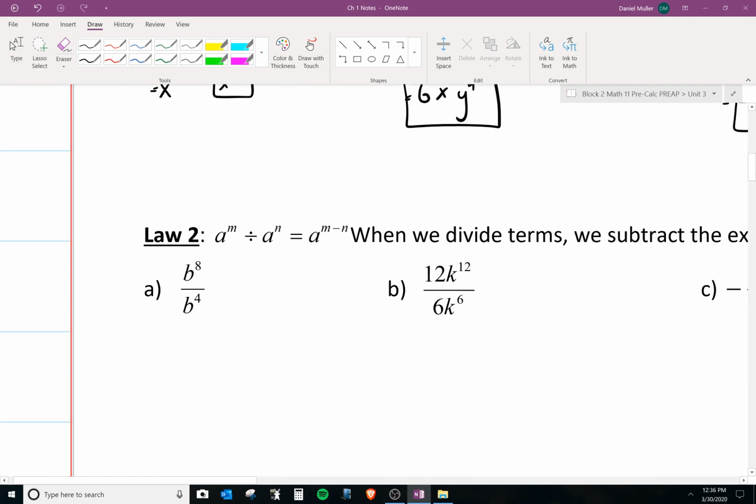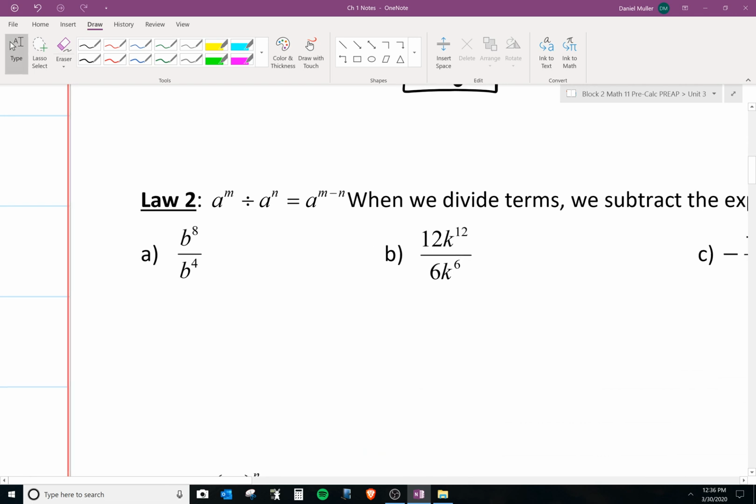And this is all stuff we've done since grade 9. When you're dividing, you'll just end up subtracting. 8 minus 4 is going to be 4.